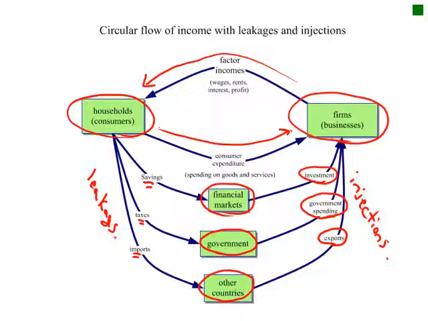So the investment, where firms have money coming from other firms, comes from the financial market. Government spending, of course, comes from government, which they got from taxes. And the imports had been paid for by the exports. All of this flows through other countries. So this is the more thorough circular flow of income.